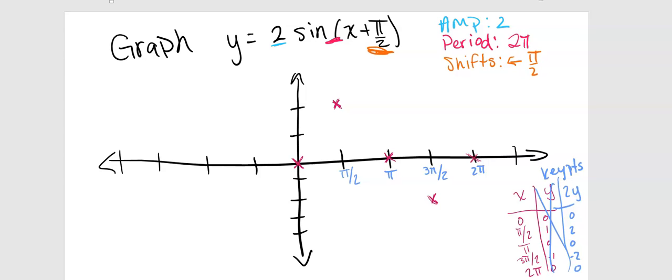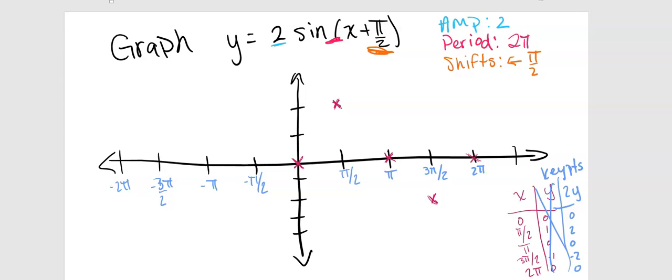Now, one other thing I forgot to do, we only labeled the right-hand side of the x-axis. I'm probably going to want to label the left-hand side as well. So I'm just going to do that super fast. Same values, just written in the opposite order and with negatives.